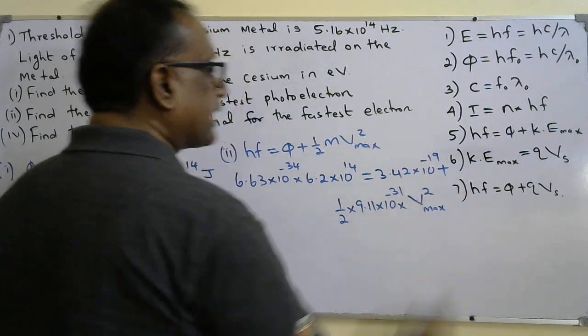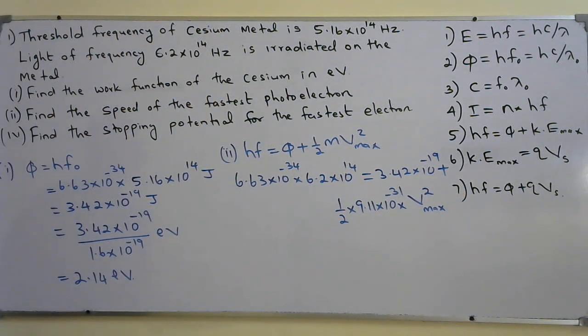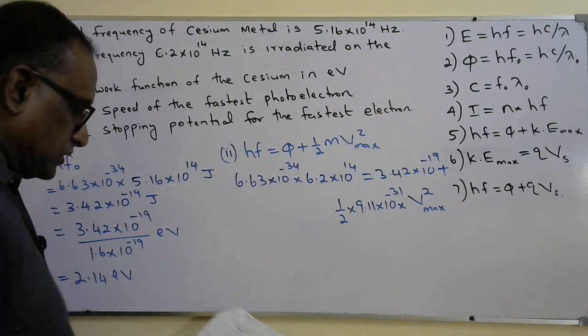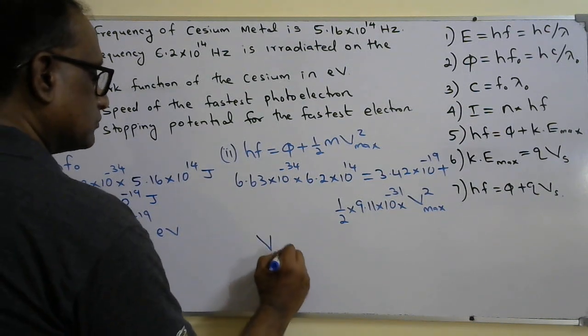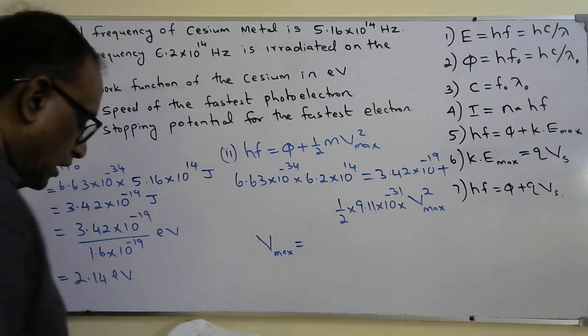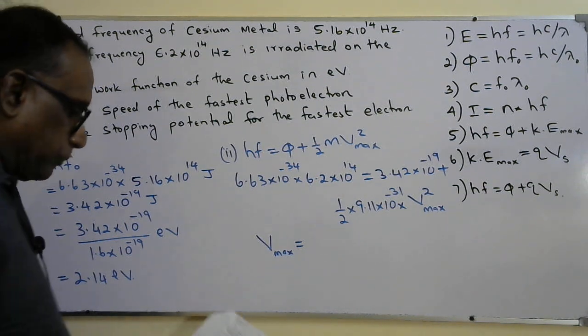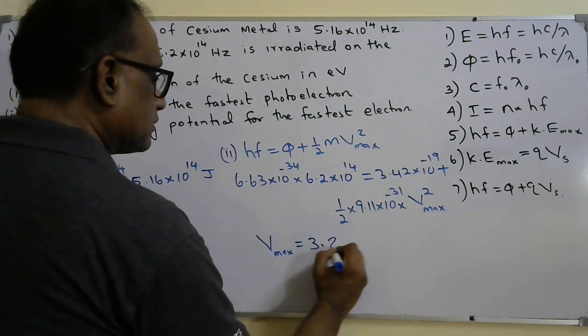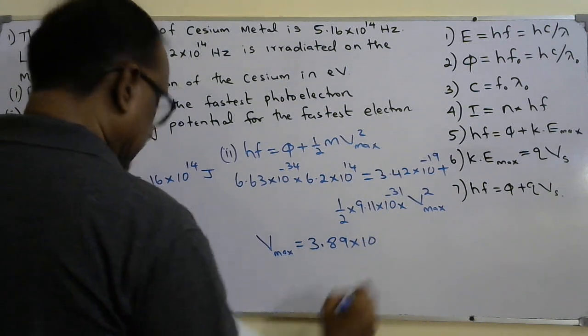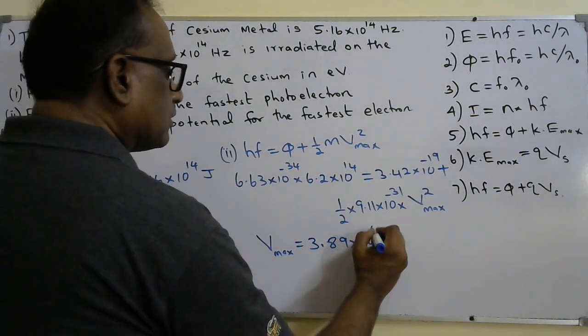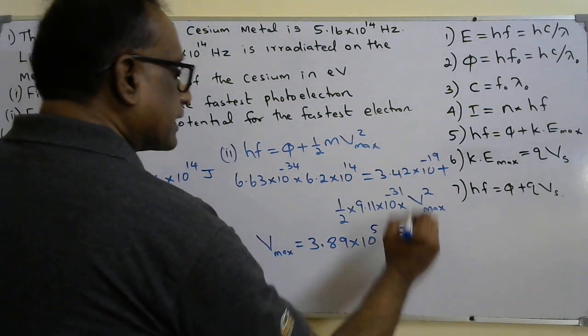Lot of numbers, so solve it carefully. We need to find the v max, so solve it. You will get v max equal to 3.89 × 10^5 meter per second.